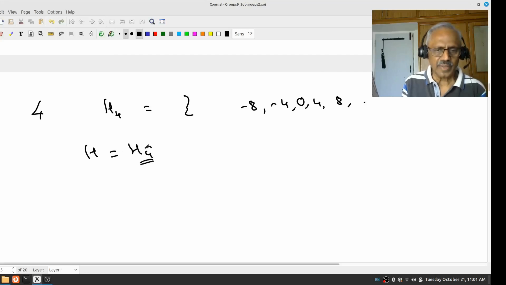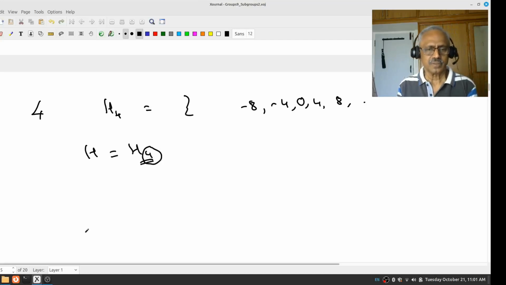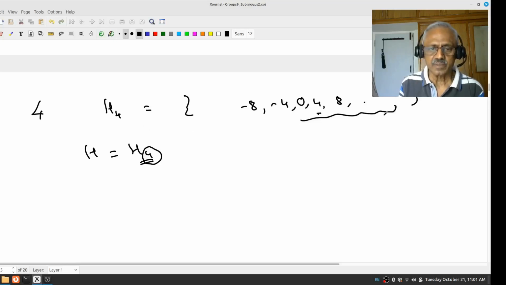How will I identify this 4? You understand the question? I want to say that for H there is a unique integer, that integer is 4, and H equals H4. However, where will I find it? We work backwards. Suppose it's actually H equal to H4, how will I locate 4 here? Look at all the non-negative elements here, the positive elements, and look for the minimum.